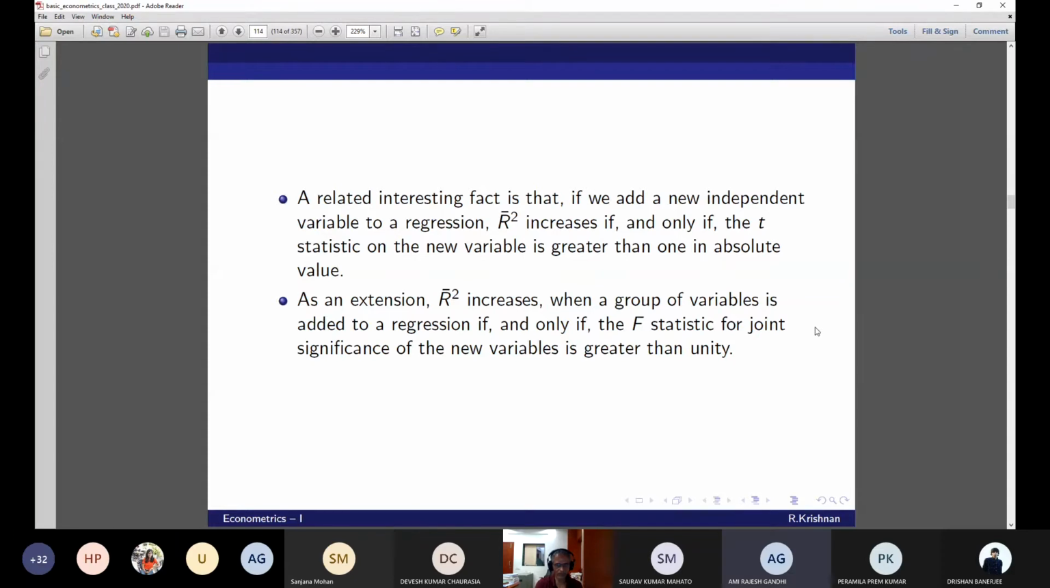Hello, sir. Yeah. So what does this mean? The t statistic on the new variable is greater than 1 in absolute value? Yeah. You calculate the calculated t statistic.